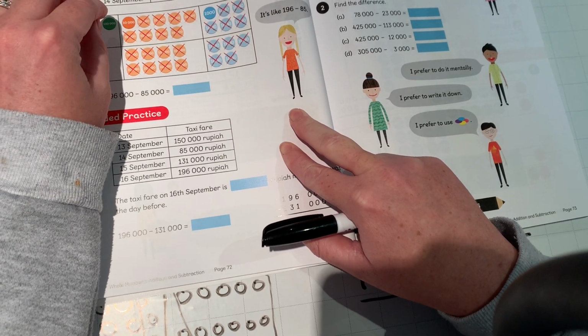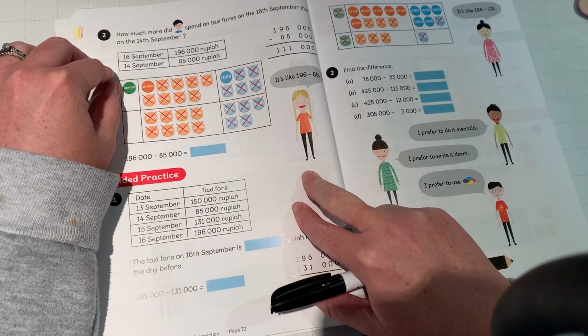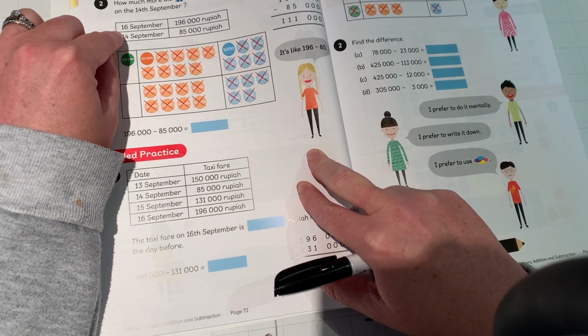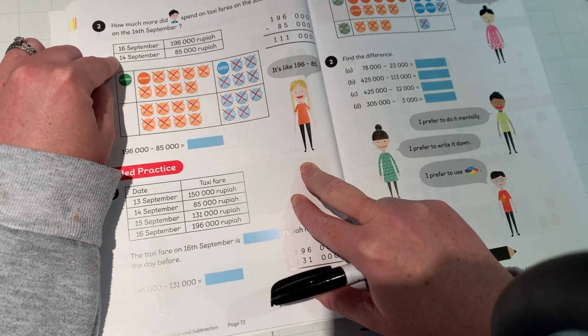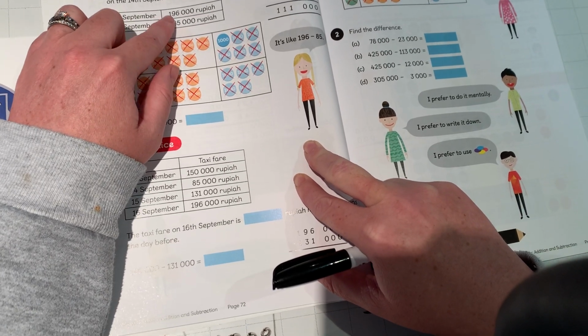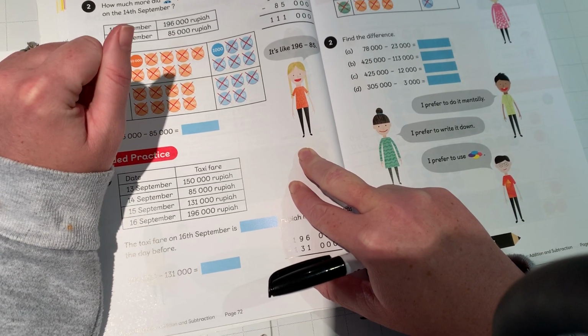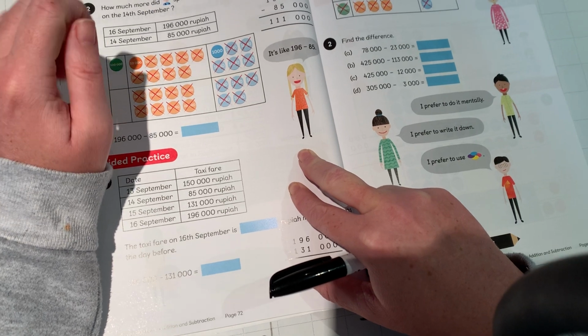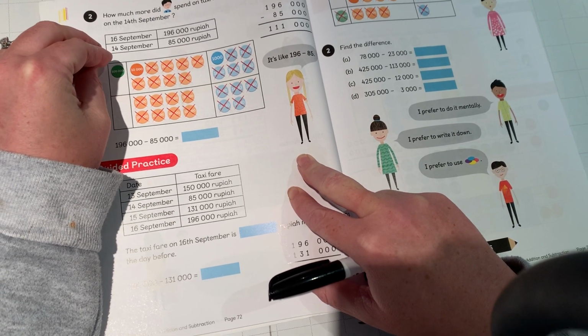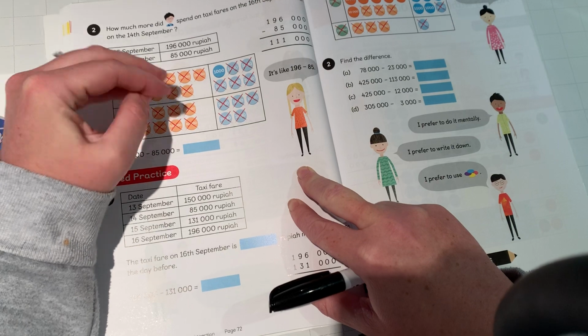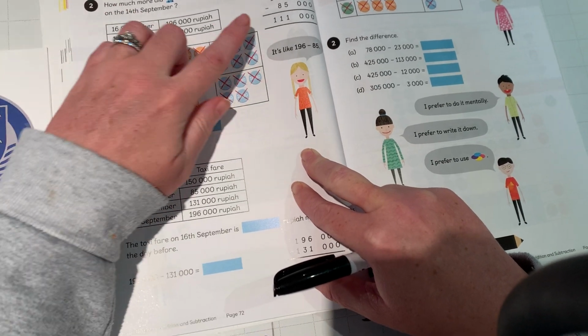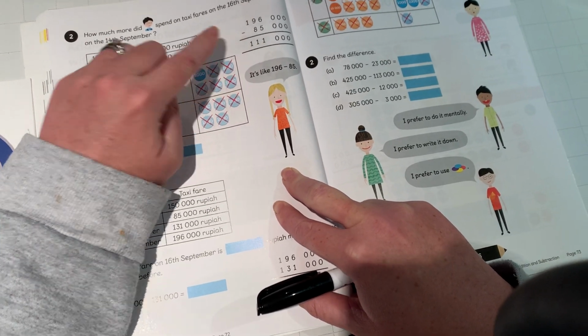Here we are making a direct comparison. We are finding the difference. So they've popped the two dates into a mini table and put the total amount of taxi fares into the next column. Okay, so this is a subtraction. When you're finding the difference, you're comparing which is more or less. So you can do this by solving a subtraction problem.